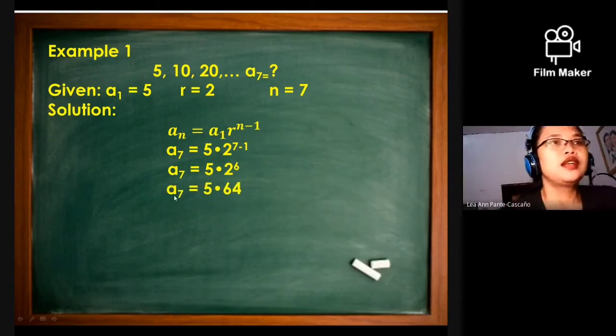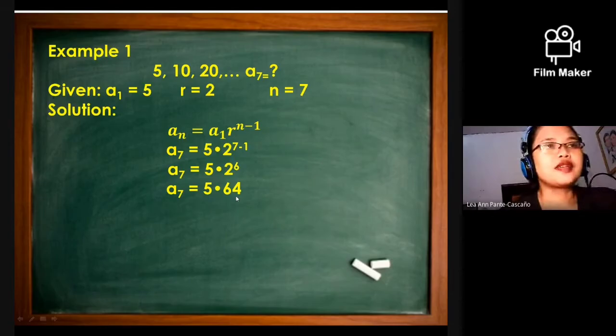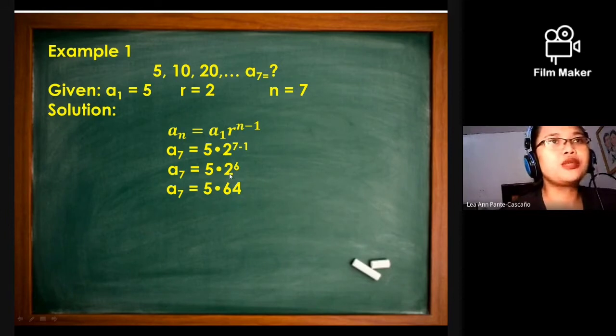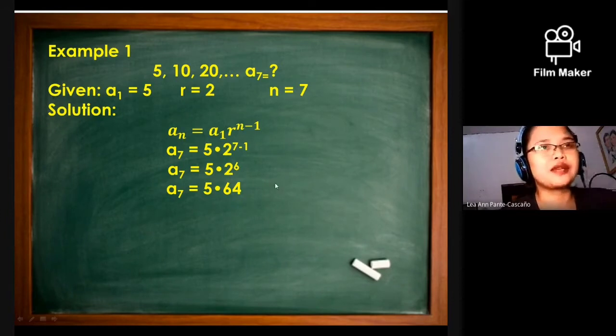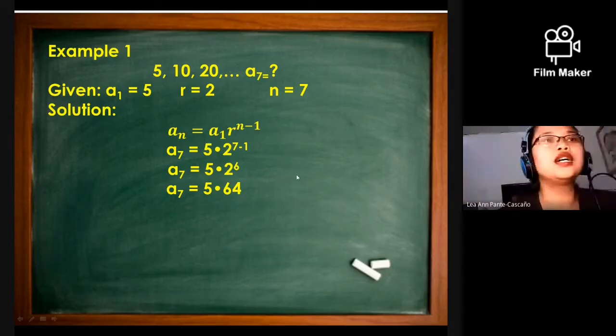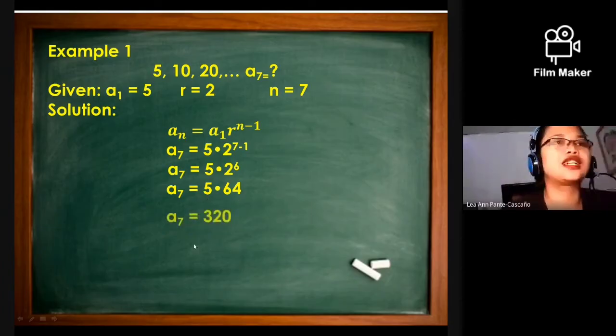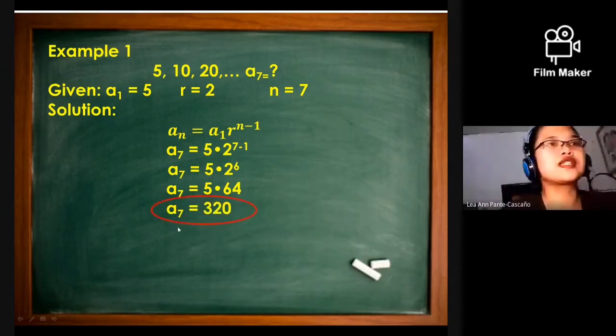A sub 7 is equal to 5 times 64. Why is it 64? 2 raised to 6. It means you multiply 2 by itself 6 times. So 2 times 2 is 4 times 2 is 8 times 2 is 16 times 2 is 32 times 2 is 64. So you have now 64. So 5 times 64 is 320. Therefore, a sub 7 is equal to 320.